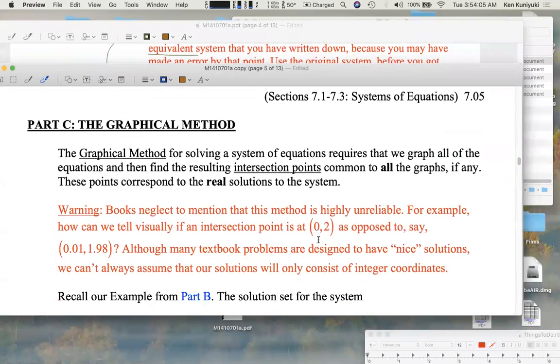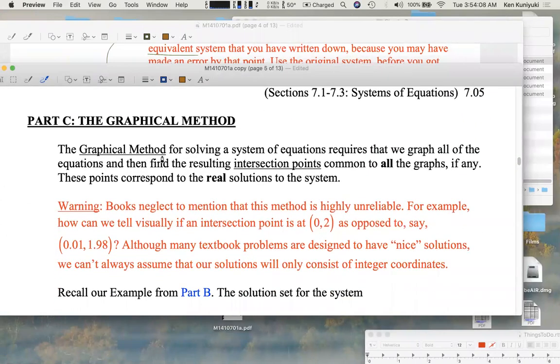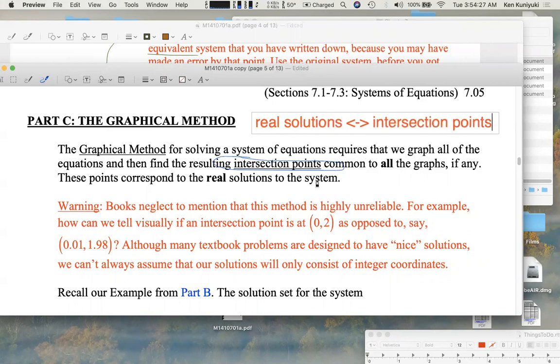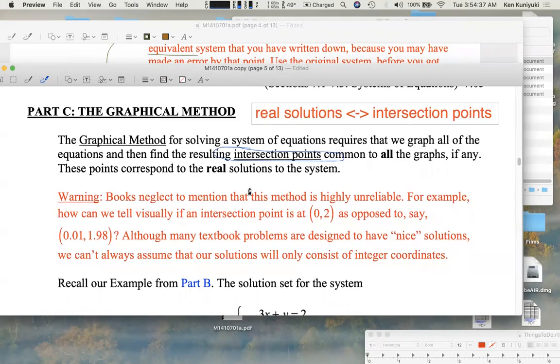Okay, the graphical method, which you may remember from your old algebra class. This method for solving a system of equations requires that we graph all the equations and then find the resulting intersection points. This is the key principle. There is a relationship between the real solutions of a system and the intersection points between the corresponding graphs. These points correspond to the real solutions of the system. We're not dealing with i. We're going to keep it real in this chapter. In fact, we're basically going to keep it real throughout the final material.